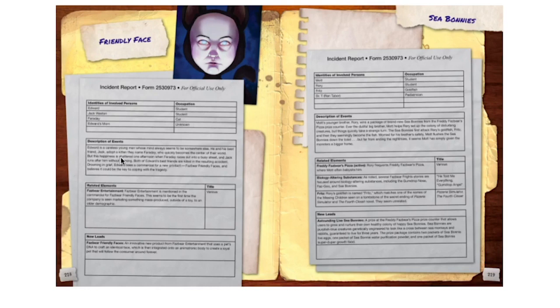Edward is a careless young man whose mind always seems to be somewhere else. He and his best friend Jack adopt a kitten they name Faraday, who quickly becomes the center of their world. But this happiness is shortened one afternoon when Faraday races out into a busy street and Jack runs after him without thinking. Both of Edward's best friends are killed in the resulting accident.